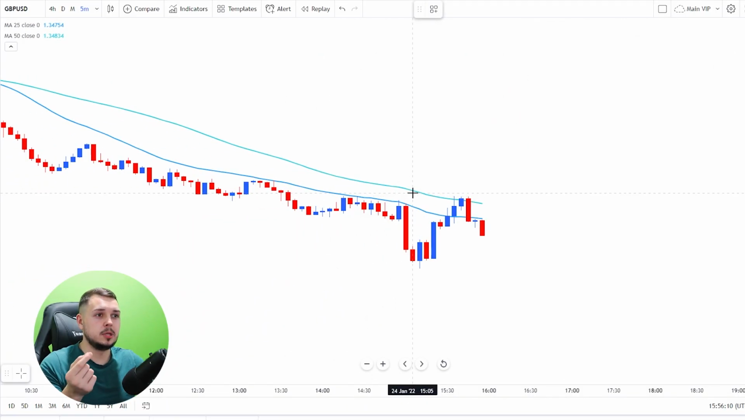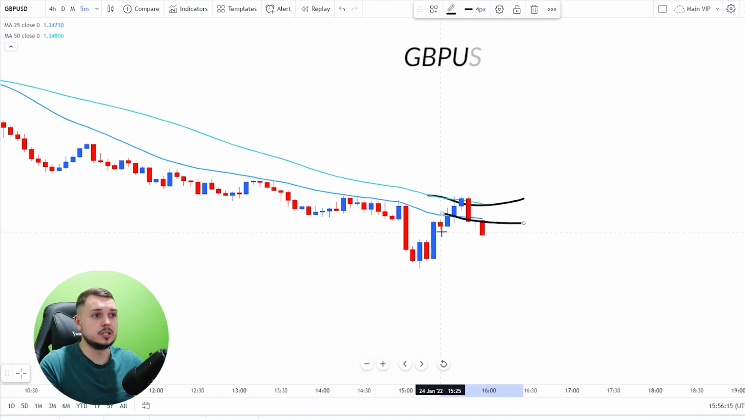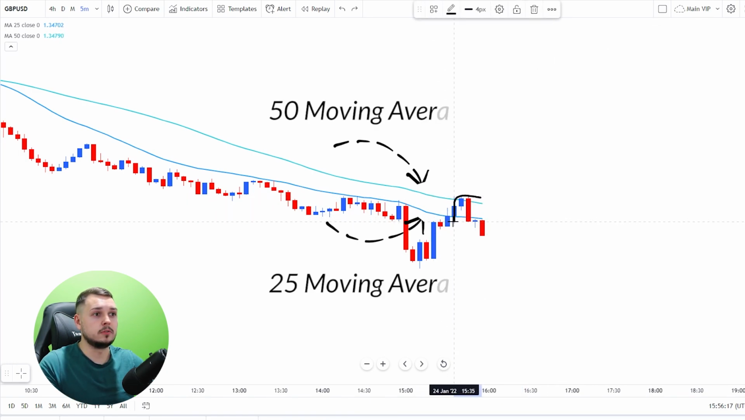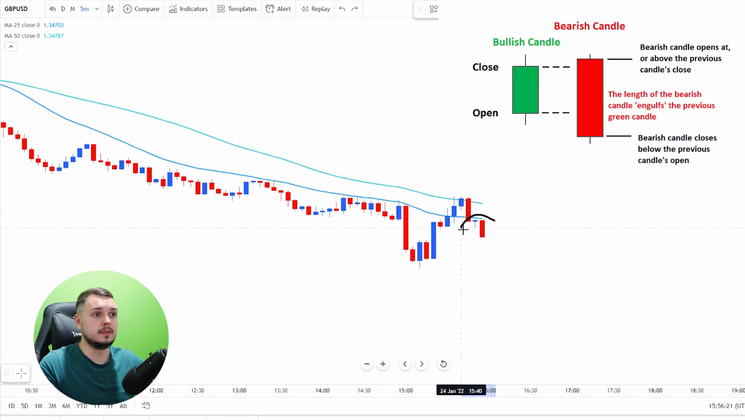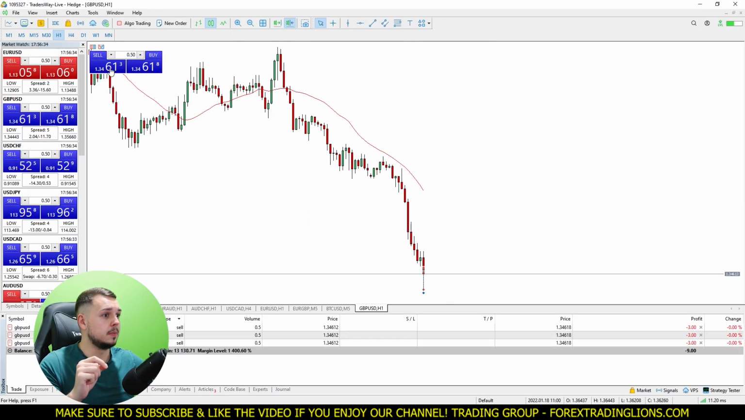Now looking at GBP USD, it looks absolutely great. 25 and 50 moving averages are here. It recently crossed on the 5-minute time frame with a bearish engulfing candle. Yet another one is forming over here. Looks pretty damn good. So what we're gonna do now is just place a few trades.